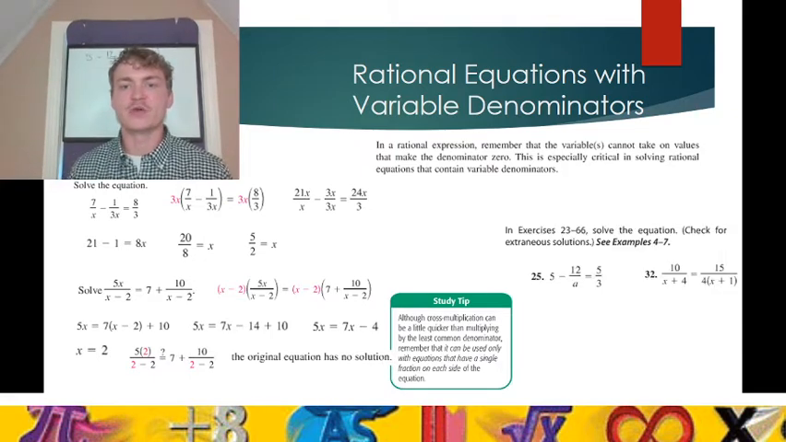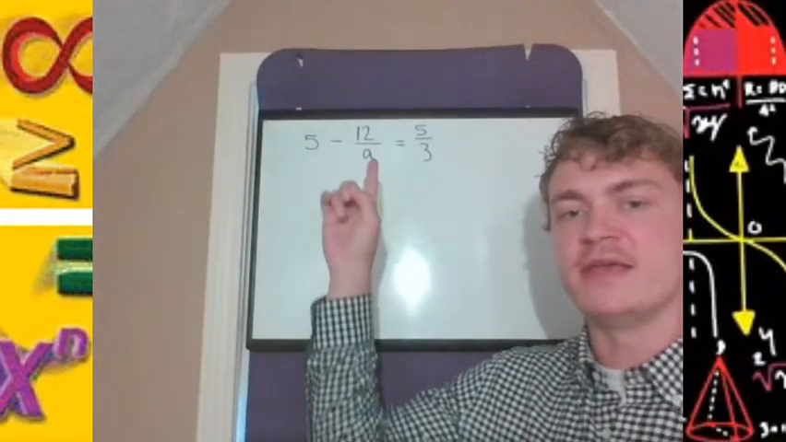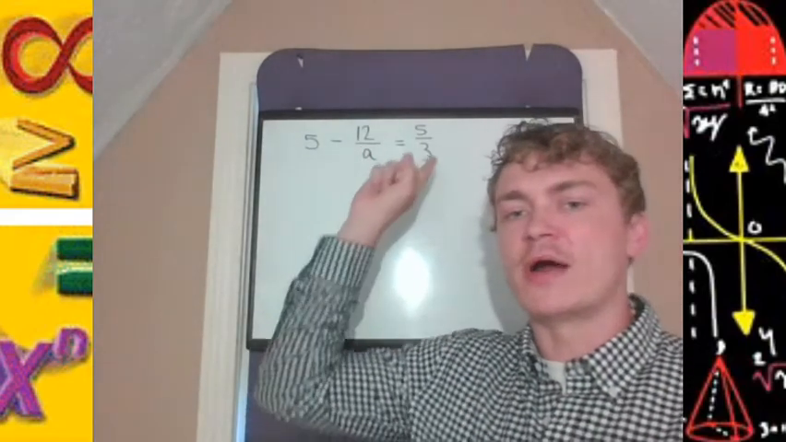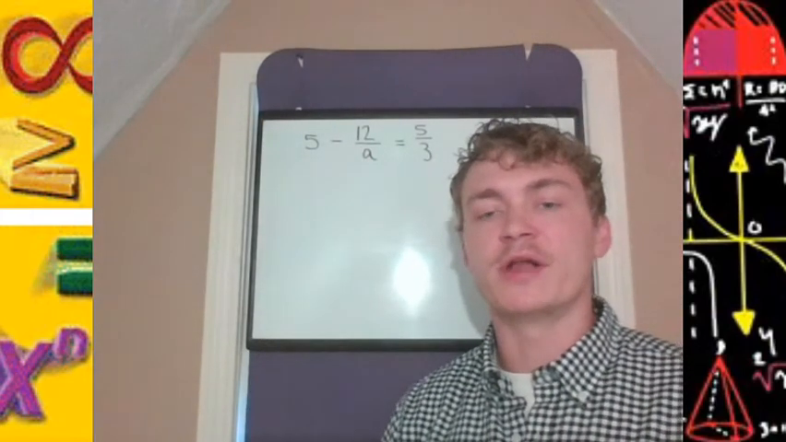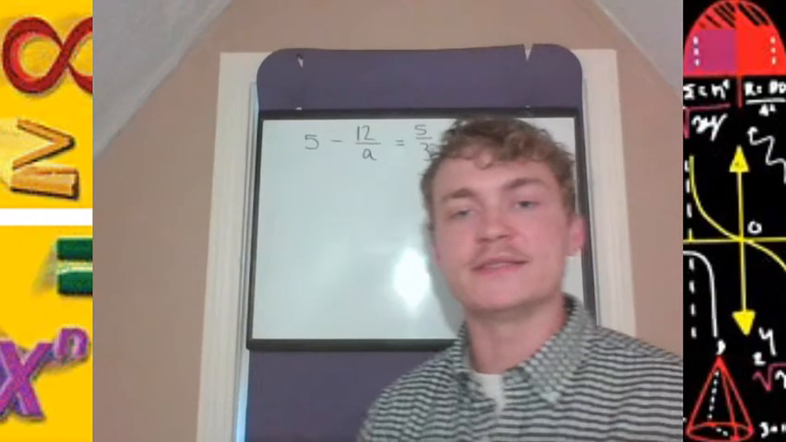For exercise 25, solve the equation. We have a rational equation, 5 minus 12 over a equals 5/3. To solve a rational equation, first determine the LCD. Our denominators of a and 3, where a is prime and so is 3. The product of these two factors, 3a, is our LCD.